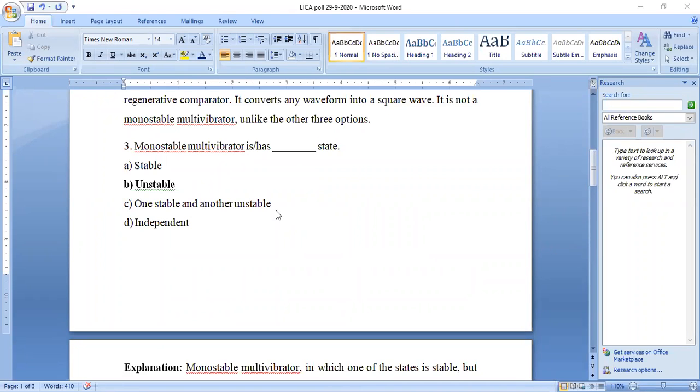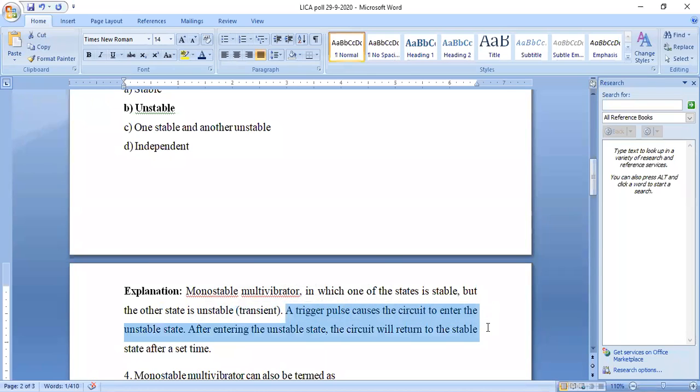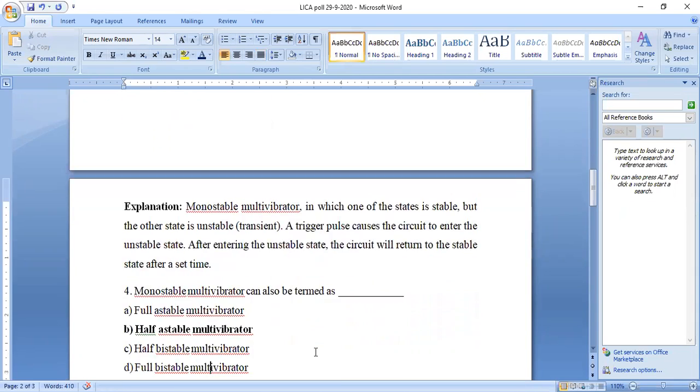Most of the people answered C, one stable and another one unstable. In a monostable multivibrator, one condition is stable and the other condition is unstable. The case of two stable conditions happens at a transient condition, but in our discussion there is no existence of a transient condition. A triggering pulse is applied to the circuit before entering the unstable condition, so the circuit does not go into a completely unstable condition. After entering the unstable condition, the circuit returns to the stable condition after a specific amount of time.